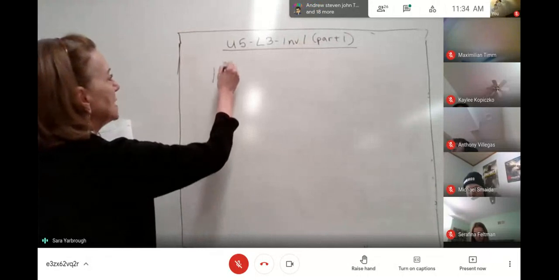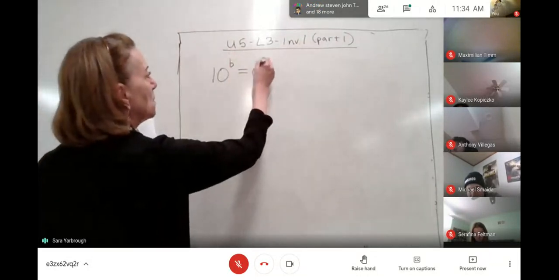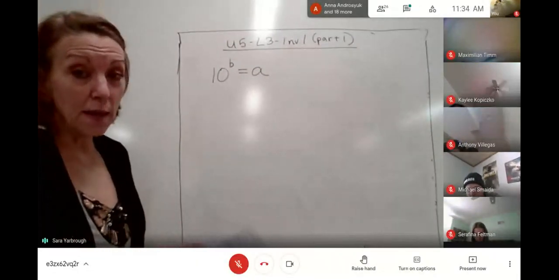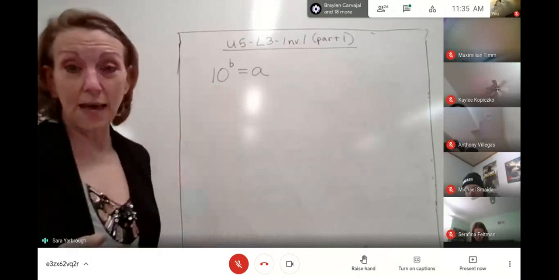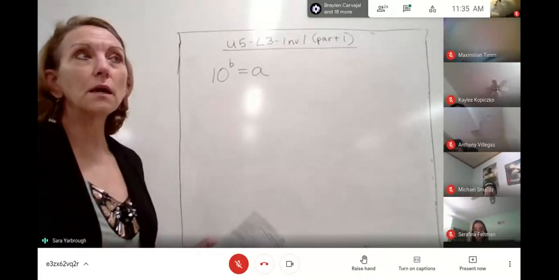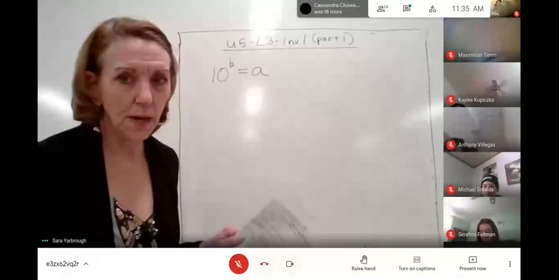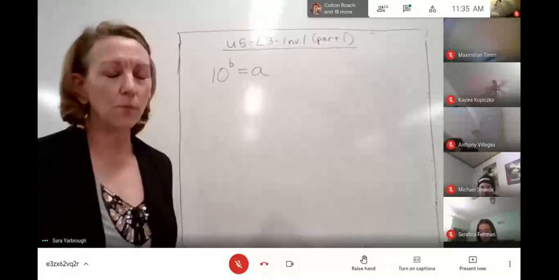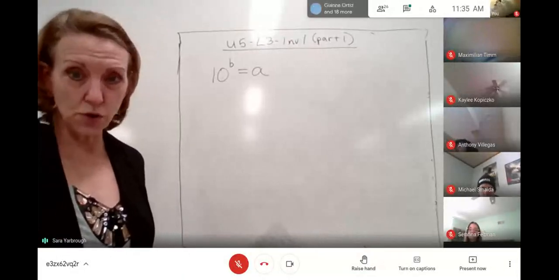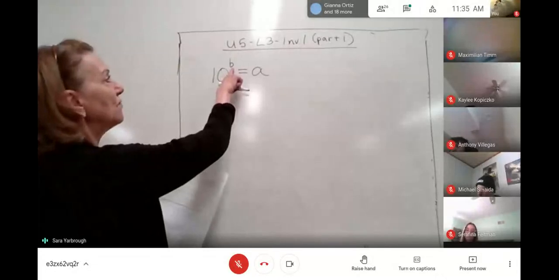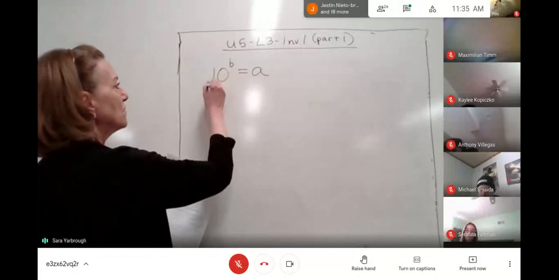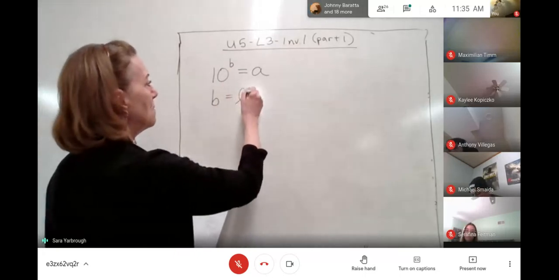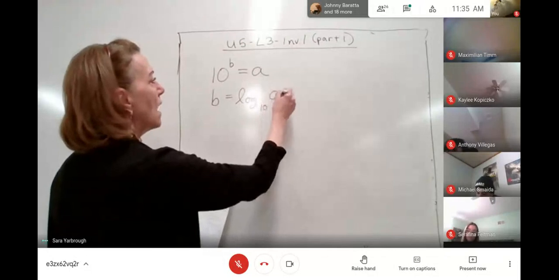If I have 10 to the b equals some value of a, now, this is only when your base number is 10. We're only learning base 10 logarithms in this class. Logarithms can have any base, but we're just starting easy, and we're just using base 10 in course 2. If you want to figure out what b is, the only way you can isolate b is to take the base 10 log of a.